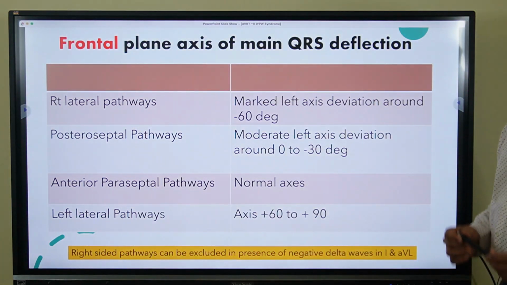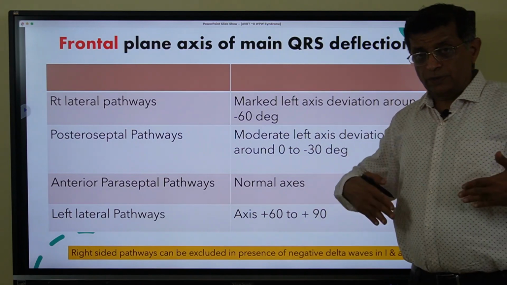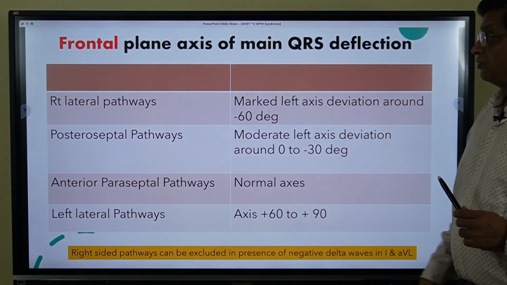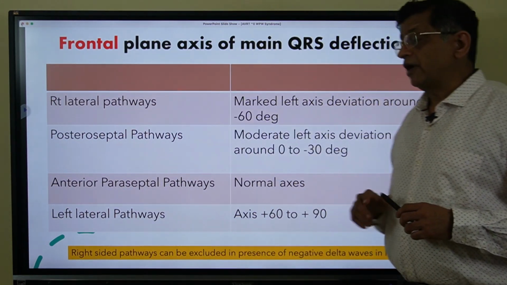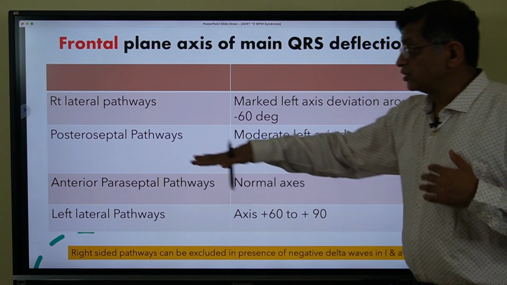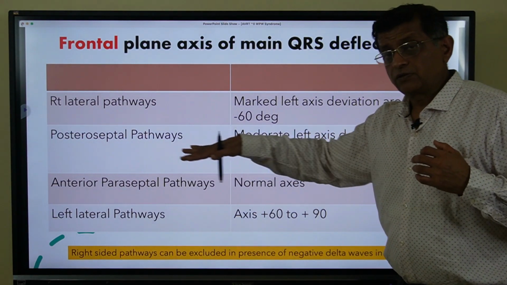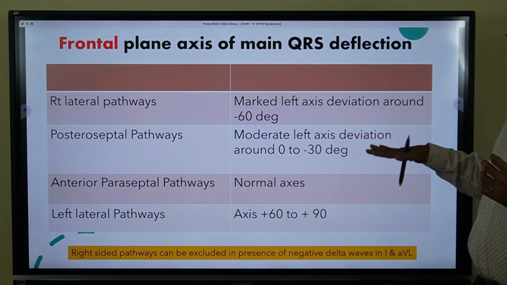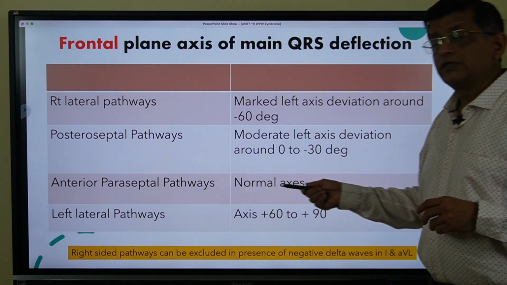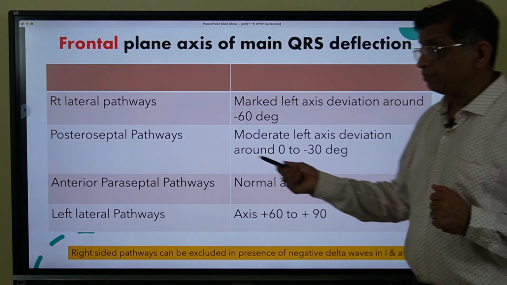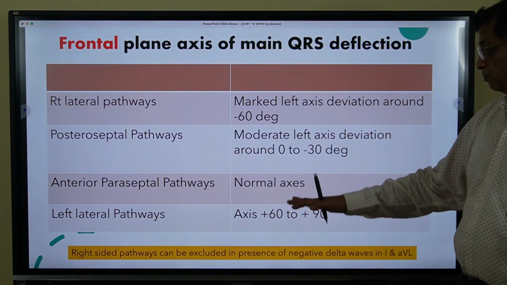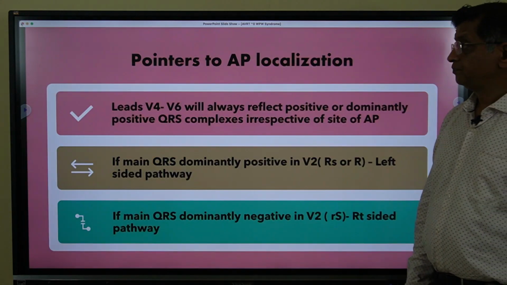Now, what happens to the frontal plane axis? Frontal plane is the coronal plane. What happens to the frontal plane axis or the main QRS axis? If the pathway is right sided, right lateral, then there will be marked left axis deviation. If the pathway is posteroseptal, right or left, then there will be moderate left axis deviation. If the pathway is anterior paraseptal, then the axis could be normal, and if the pathway is left lateral, then the axis will be normal to rightward, that is plus 60 to plus 90 in the range.